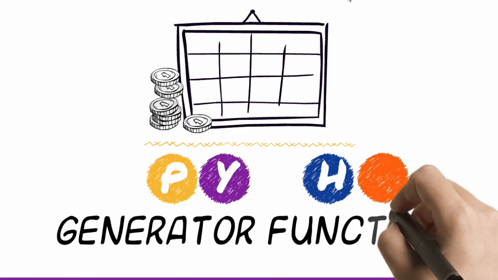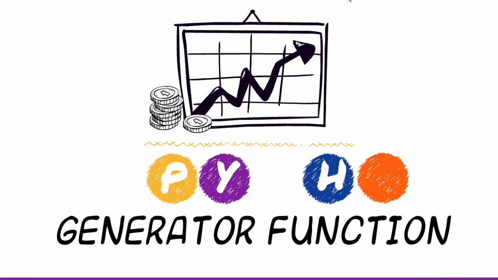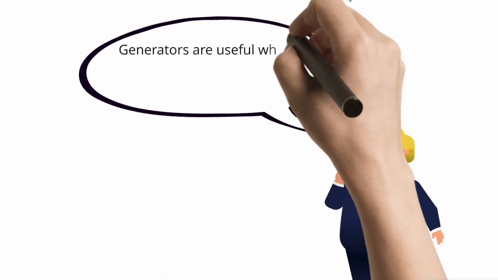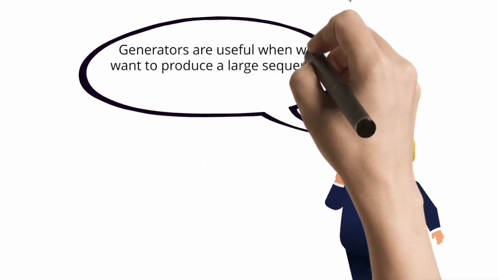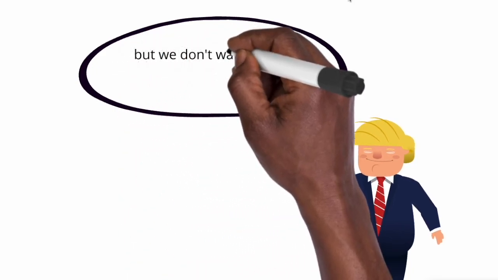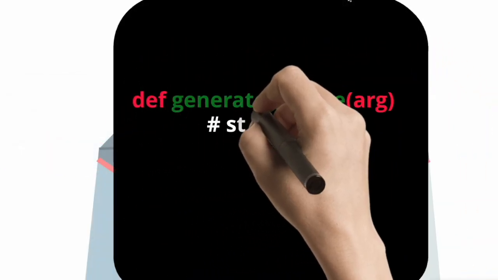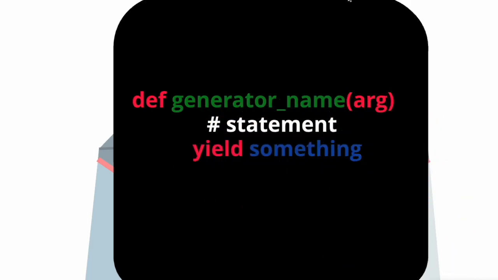A Python generator function is a special type of function that generates a sequence of values without storing all of them at once in memory. The syntax of a generator function is similar to a normal function, but instead of return it uses the yield keyword, which we will discuss in our upcoming videos.